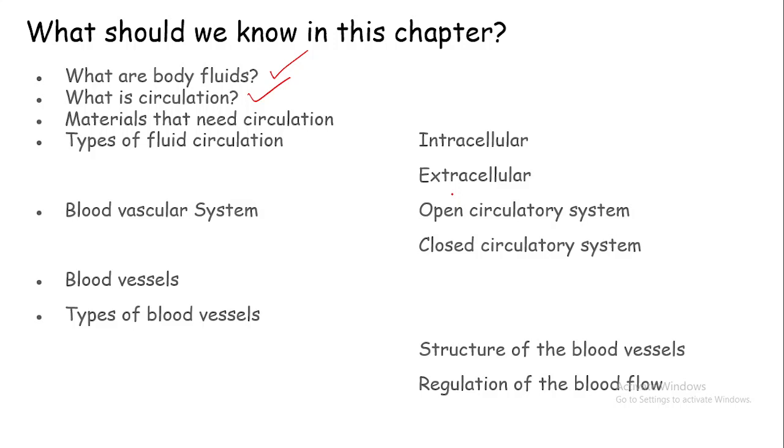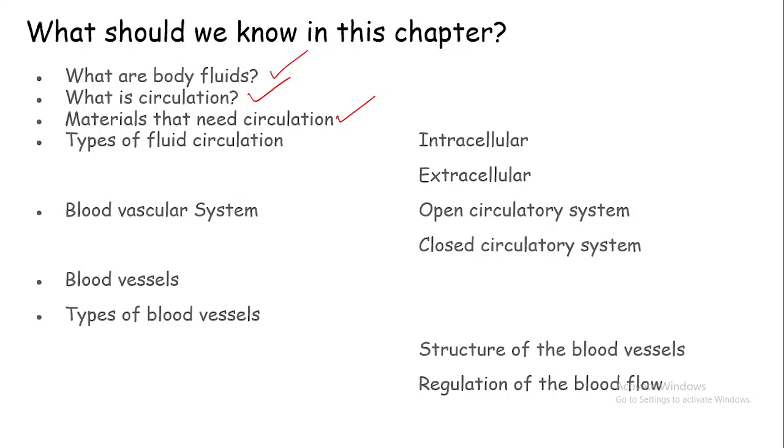Next is materials that need circulation. What exactly should be circulated in the body? As discussed, nutrients need to be circulated. Hormones need to be circulated, enzymes need to be circulated, then gases need to be circulated. Along with useful materials, we also need to consider the waste materials that need to be circulated. Circulated as in they should not be distributed everywhere, but should be collected from everywhere. That is the difference here.